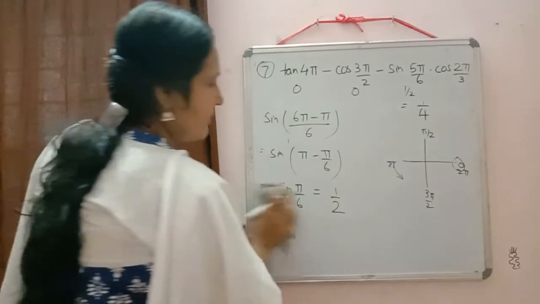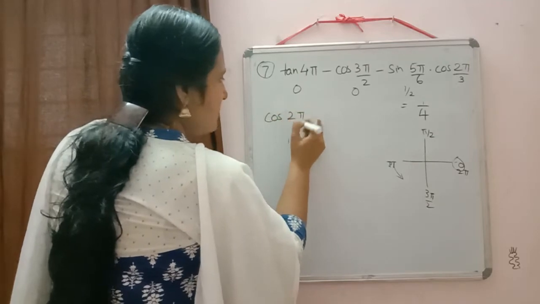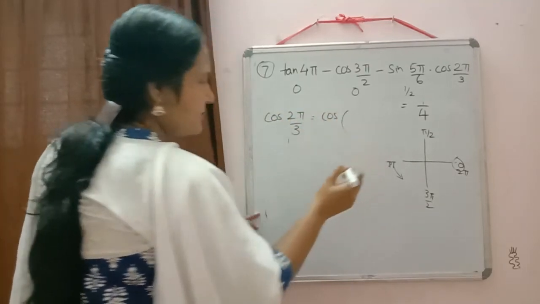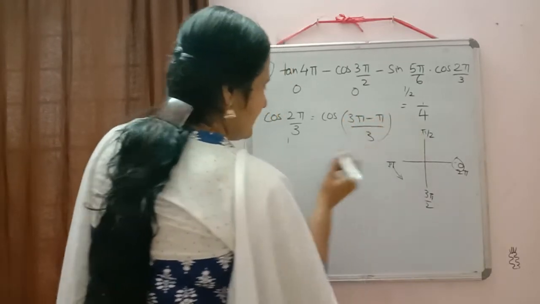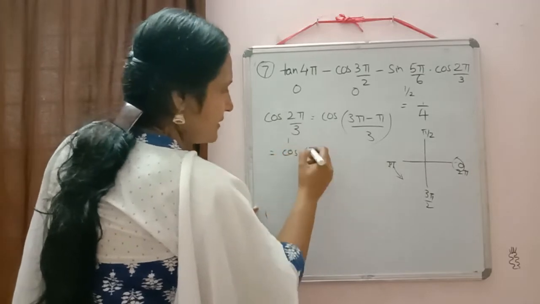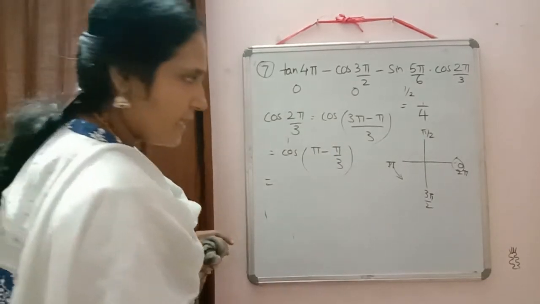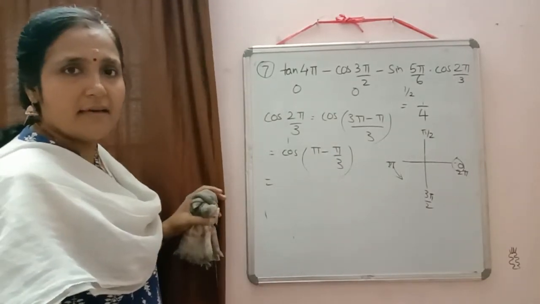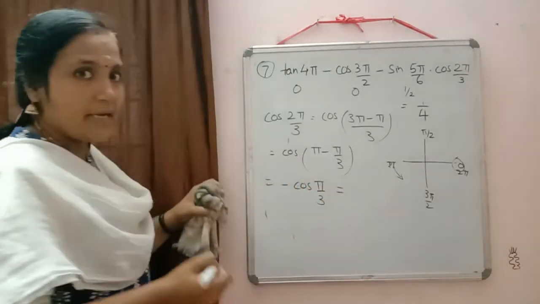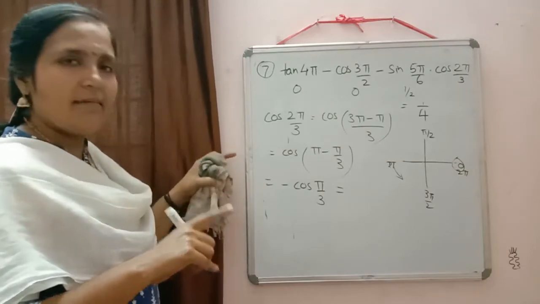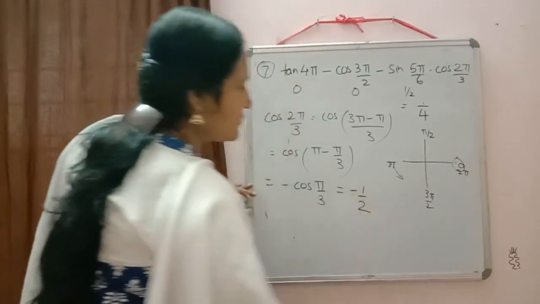Now we will check what will be the value of cos 2 pi by 3. Cos 2 pi by 3 can be written as cos 3 pi minus pi, that is, 3 pi minus pi by 3. So it will be equal to cos pi minus pi by 3. Which quadrant? Second quadrant, and in the second quadrant cos is negative. So it will be equal to minus cos pi by 3. Pi by 3 means it is 60 degree. And what is the value of cos 60 degree? 1 by 2. So it will be equal to minus 1 by 2.